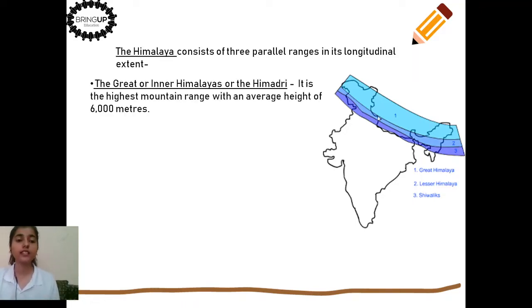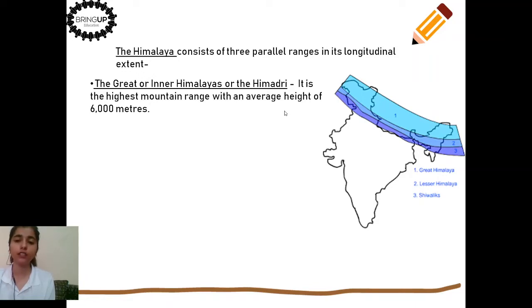The first one is the Great or Inner Himalayas, commonly known as Himadri. It is marked as 1 in the given map. It has an average height of 6,000 meters. Himadri contains all the continuous ranges. It also contains all the prominent peaks of the Himalayas. Prominent means all the important peaks. Therefore, it is the highest mountain range with an average height of 6,000 meters.